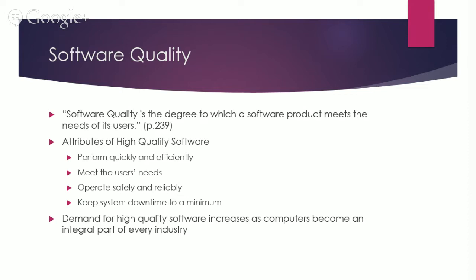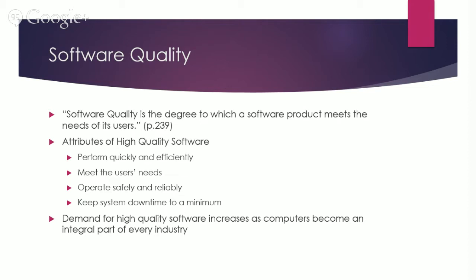There are also other attributes to having high quality software that we need to look at. These are straight out of the book, and there are important pillars to think of when you're thinking of high quality software. You want it to perform quickly and efficiently. You want to obviously meet the user's needs. You want it to be safe and reliable, and you want to keep downtime to a minimum. So, you might have software that meets the user's needs and in theory is going to do everything the users want. But if it has a bug where it's going to crash every 15 minutes, that's not going to be high quality software.